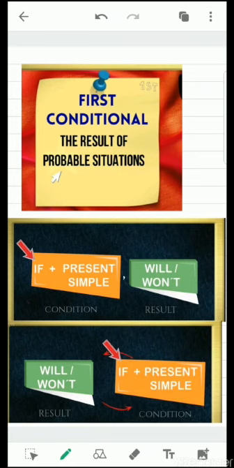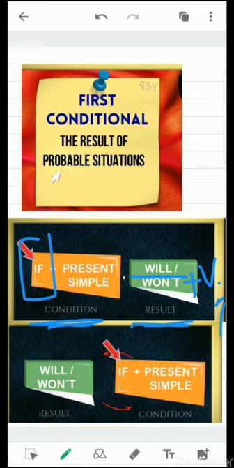We have the if clause, or the condition clause, and we have the result clause, or we can say the main clause. جملة الشرط وجواب الشرط. We have if in the condition clause. يوجد لدينا if في جملة الشرط, and we have will in the affirmative form. will في الجمل المثبتة and won't in the negative form. Of course, don't forget to write the verb infinitive, verb 1.